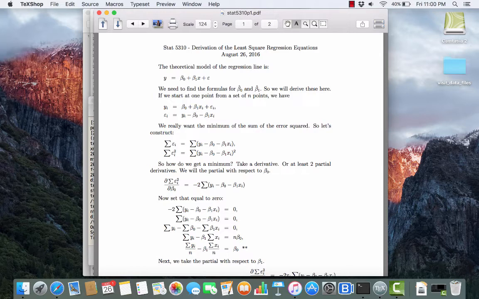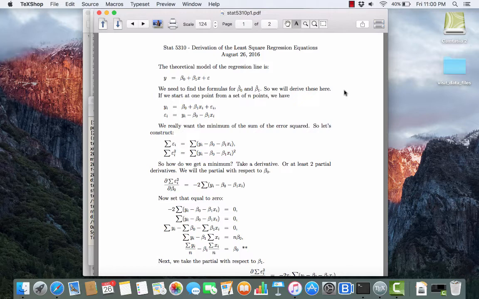All right, so the theoretical model is y is equal to beta 0 plus beta 1 x plus epsilon. So we're looking for the formulas for beta hat 0 and beta hat 1 because we know we're given the x's and the y's. And through the expected value, on the average, that epsilon goes to 0. So we need to derive those.